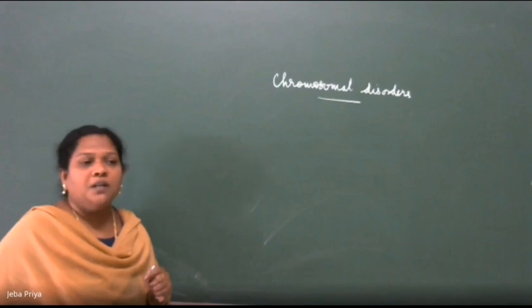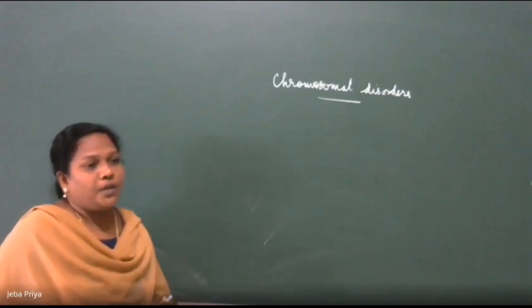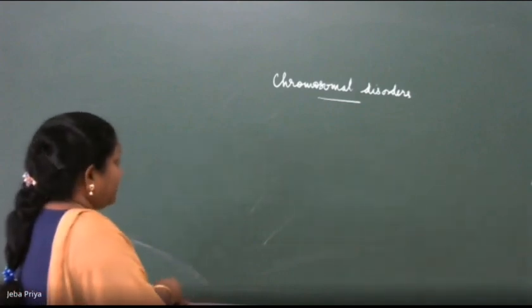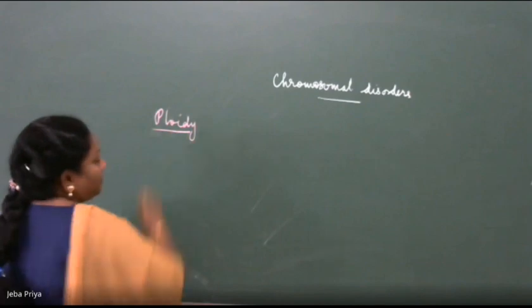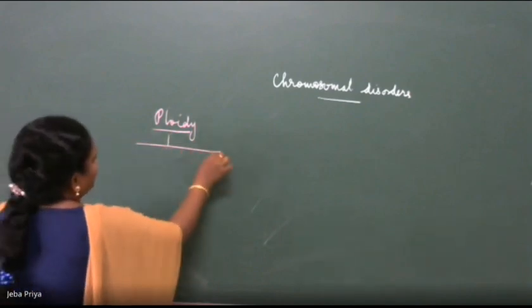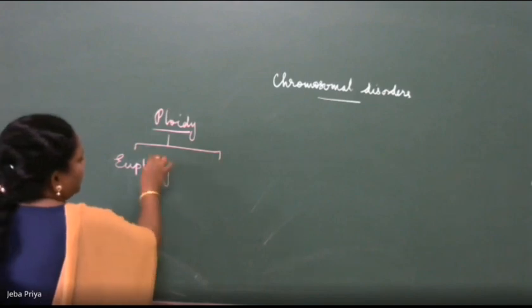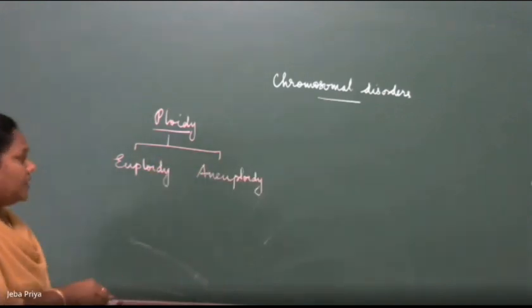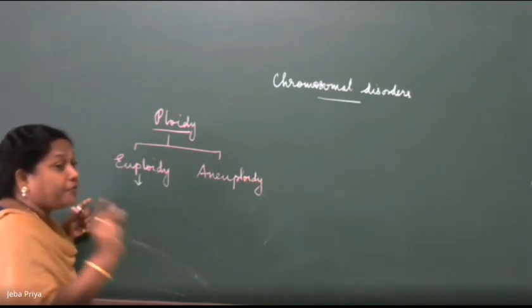So how have we learned about ploidy? I have taught you about ploidy. First, let us recollect the term ploidy. This ploidy is normally divided into two: one is called euploidy and the other is called aneuploidy. Euploidy talks about the n number of chromosomes.